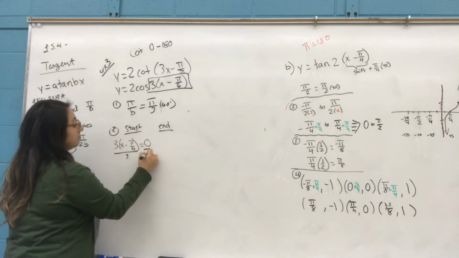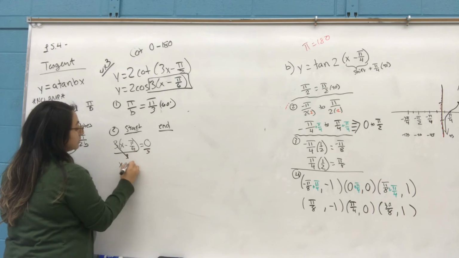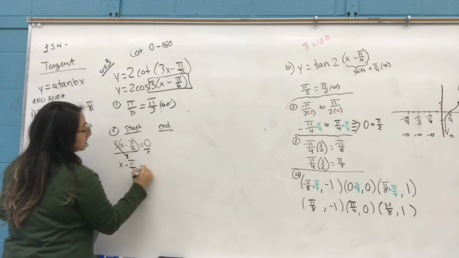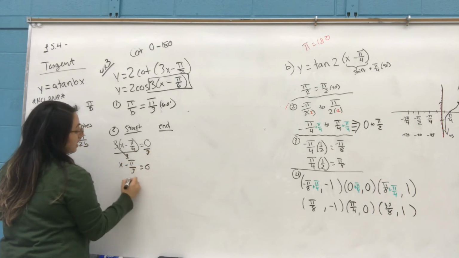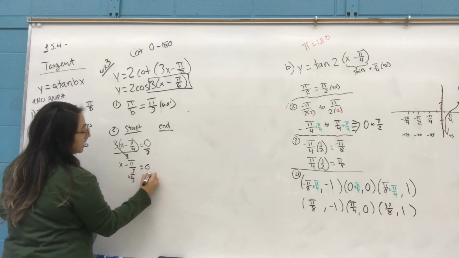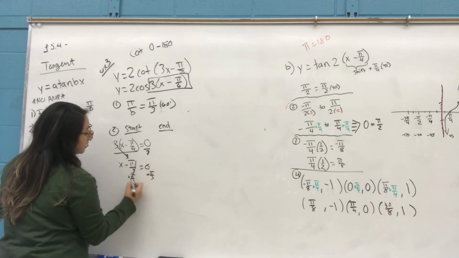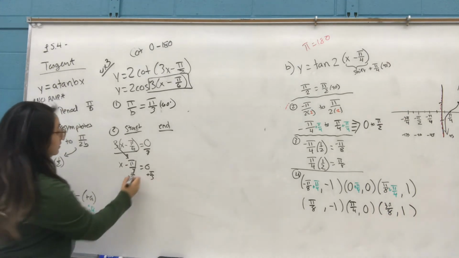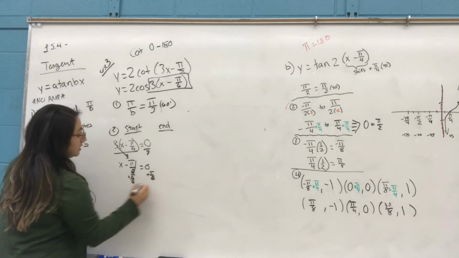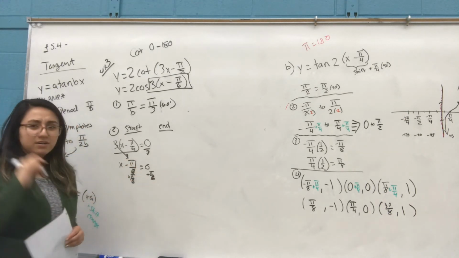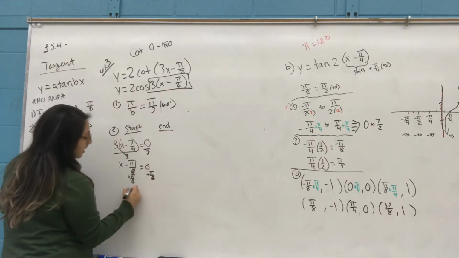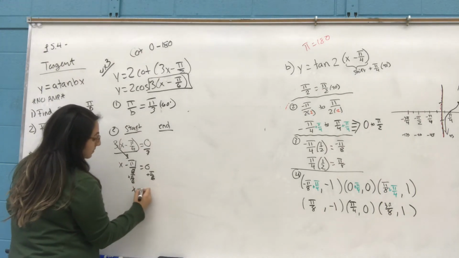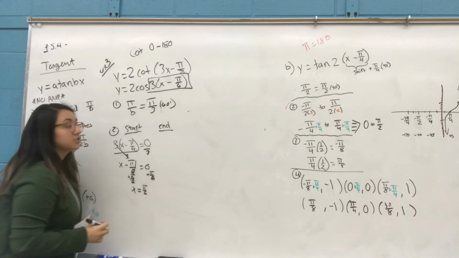So divide by 3. Basically what you're doing is solving for x. This is again 0. And then you add π/3 to both sides. If you want to convert everything to degrees, this is π/6, and π/6 is about 30 degrees, I believe. And then you can just convert it, and that's fine too. So then you get π/6, that's your starting point.